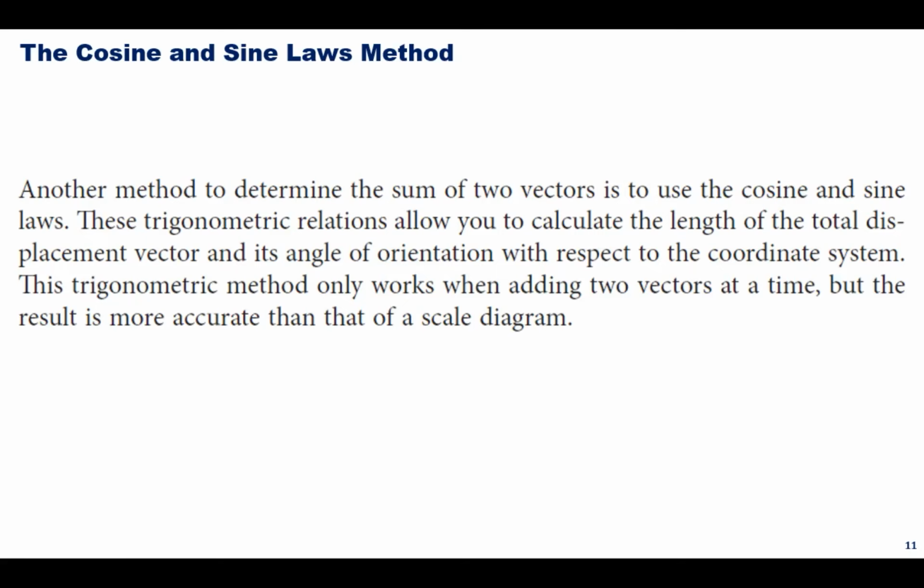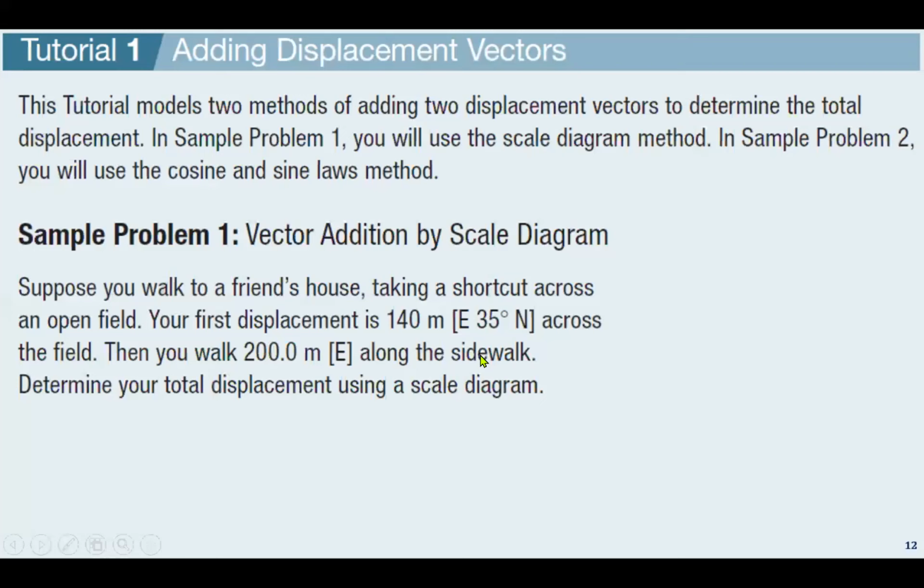This trigonometric method only works when adding two vectors at a time, but the result is more accurate than that of a scale diagram. So next, we'll have a look at a sample problem in which we can determine the total displacement by drawing scale diagrams and then by using trigonometry. Okay, so let's consider this sample problem here.